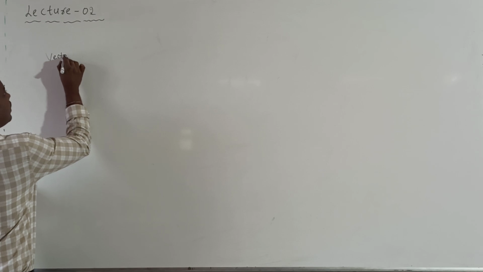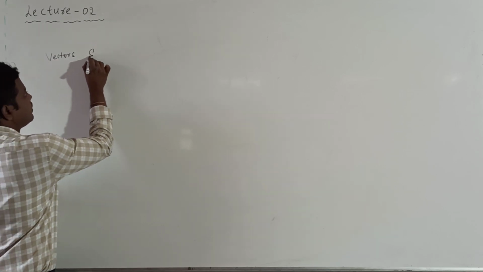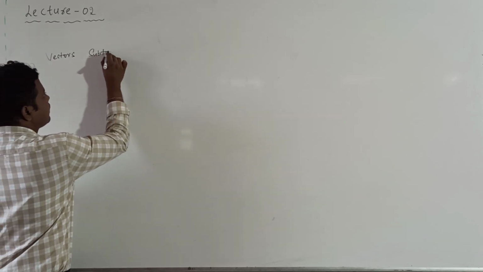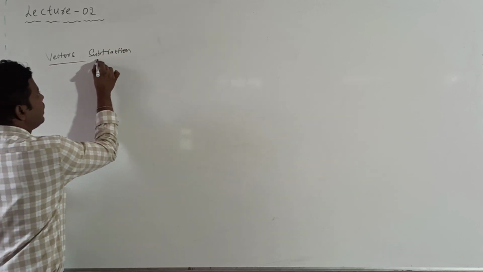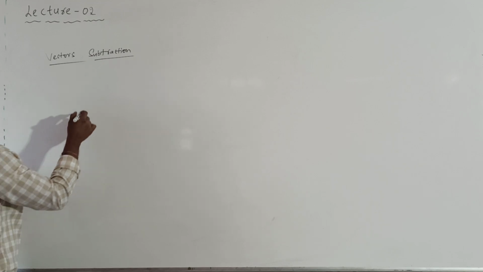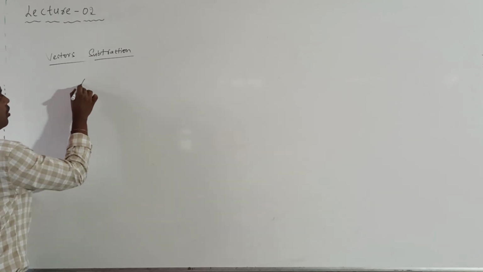Vector subtraction. Vector subtraction can be done with the help of vector addition. Yesterday we discussed vector addition, the parallelogram law.